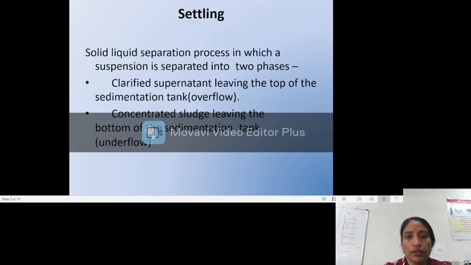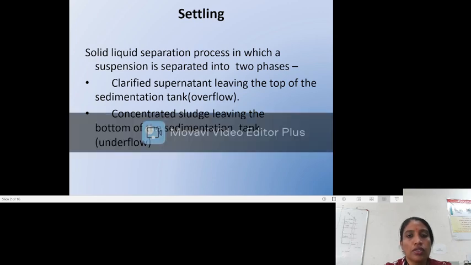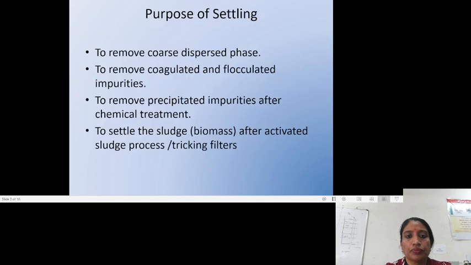Now, before that, we have to understand the concept of settling. What is settling? It is a solid-liquid separation process, and it produces two outputs. One is the clarified liquid that flows out of the sedimentation tank, and the other is the sludge which gets deposited in the bottom of the tank.